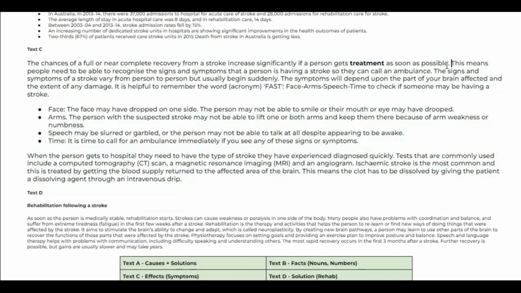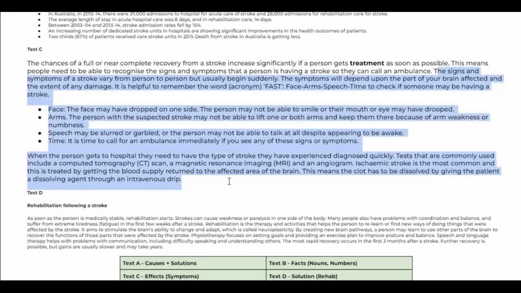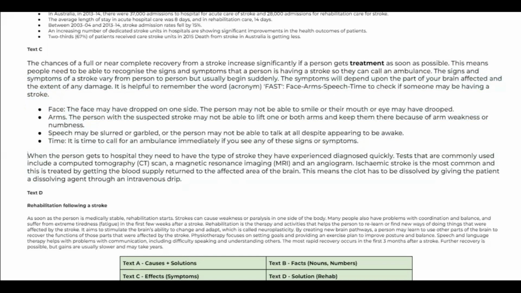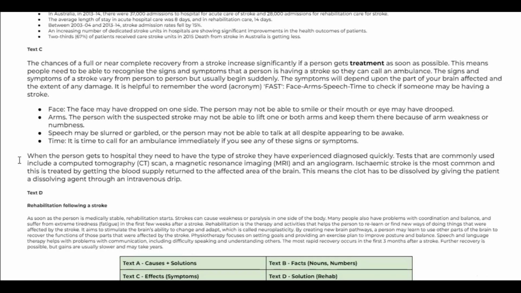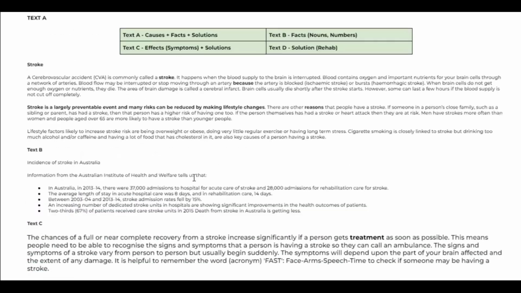From here onwards, you can see the whole thing is effects. I mean, effects means the symptoms. Basically, it is the symptom paragraph. You can read and understand that. When the person gets to hospital, they need to have the type of stroke they have experienced diagnosed quickly. Tests that are commonly used include, so from here onwards, these are the test area. So text number C has effects, and it also has solutions here. Solutions and treatments are almost the same thing.